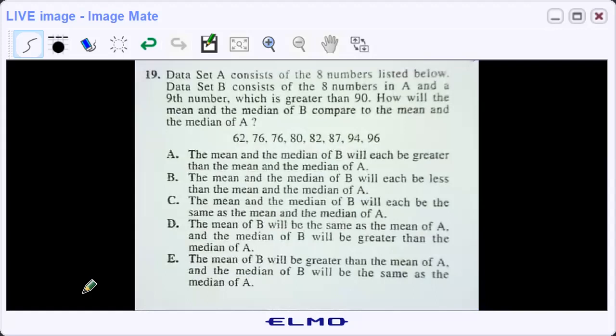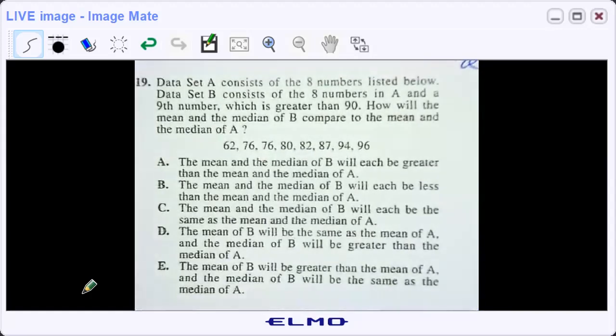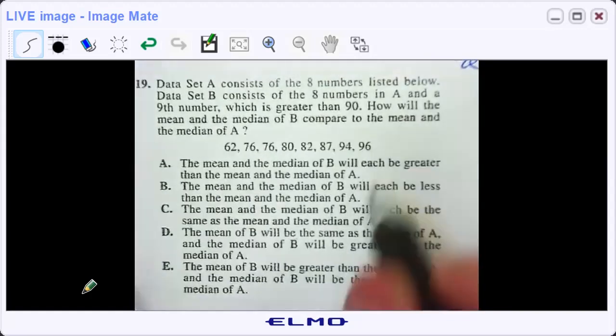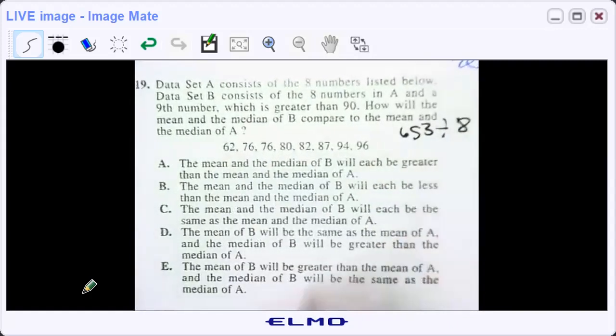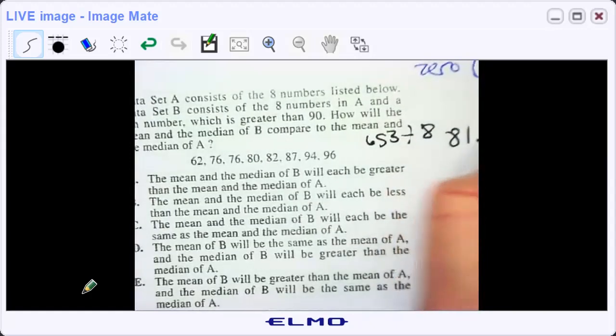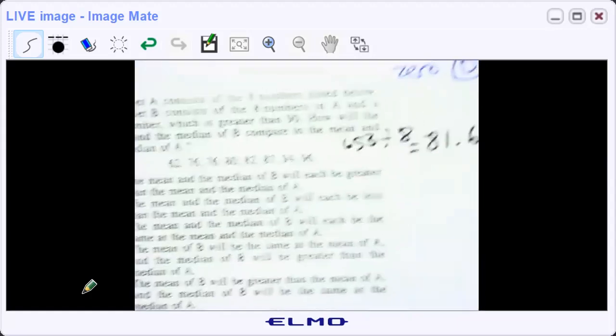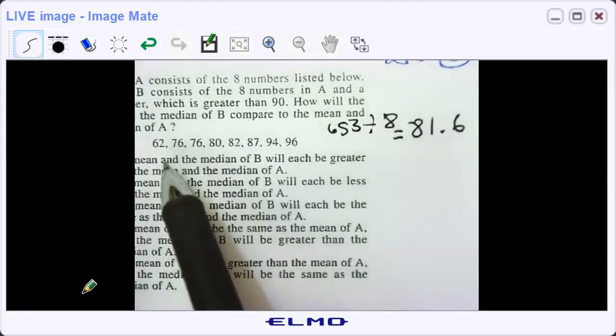Well, let's go ahead and just do the mean and median for the set of data that we have. So if we add up these numbers, 62, 76, 76, 80, 82, 87, 94, 96, I get 653. And there are 2, 4, 6, 8 items. So that's 81.6, rounding to the tenth here. All right, for the median, they do have the items in order.